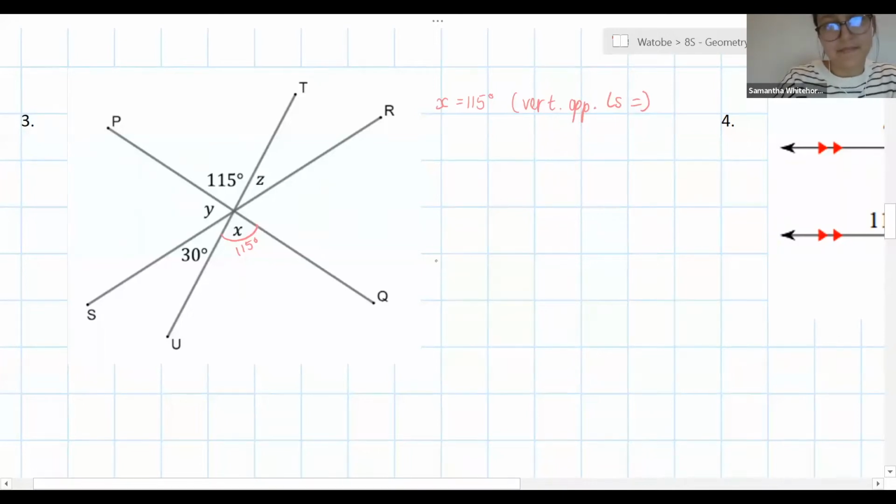Ma'am, Z is going to be 30 degrees because vertically opposite angles are equal. Well done. So same reason here. Yeah, vertically opposite angles equal.